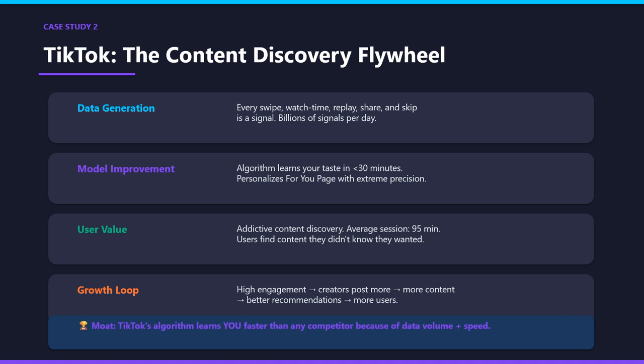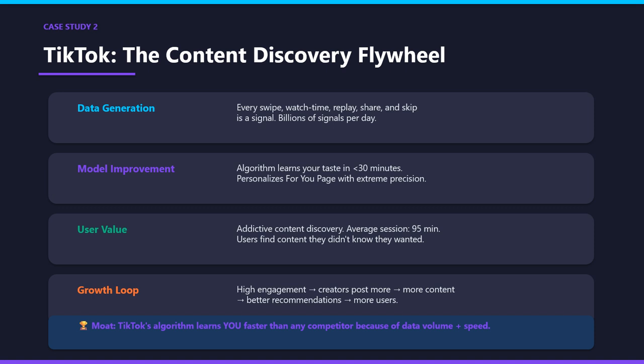Model improvement for TikTok: their algorithm can learn your taste in under 30 minutes of usage. Think about that, 30 minutes. So it personalizes your For You page with extreme precision because it has so many signals per user per session. And user value: the result is addictive content discovery.